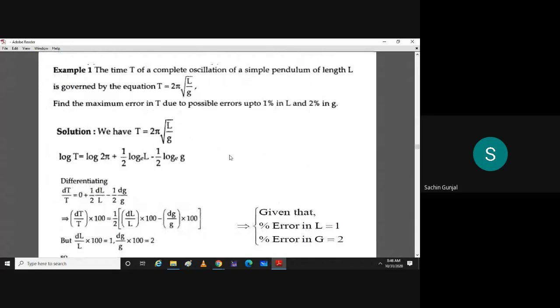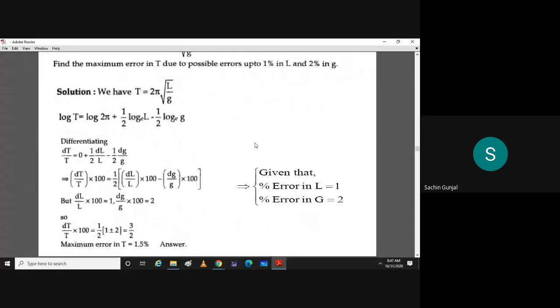So here is the first example. The time T of complete oscillation of a simple pendulum of length L is governed by the equation capital T is equal to 2 pi under root L upon G. Find the maximum error in T due to possible error up to 1% in L and 2% in G.